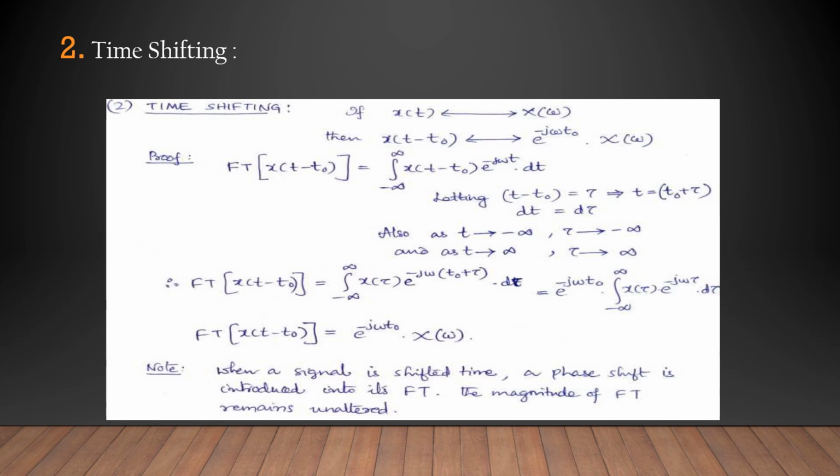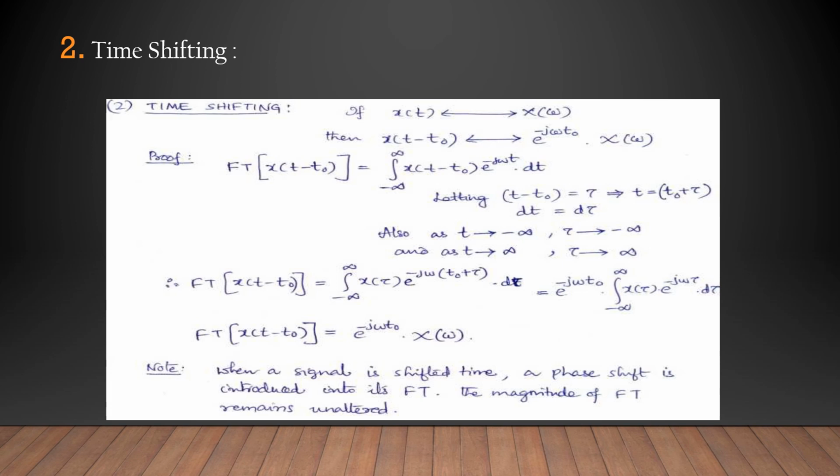Now let us take the second property, time shifting. Time shifting is nothing but the shifting of time. In the time domain signal, let us consider x of t. As we know, when x of t undergoes the Fourier transform, it will exhibit X of omega. In time shifting, let us replace t with t minus t naught. Therefore, the time shifting property is stated as x of t minus t naught, when it undergoes the Fourier transform, will exhibit e power minus j omega t naught into X of omega.